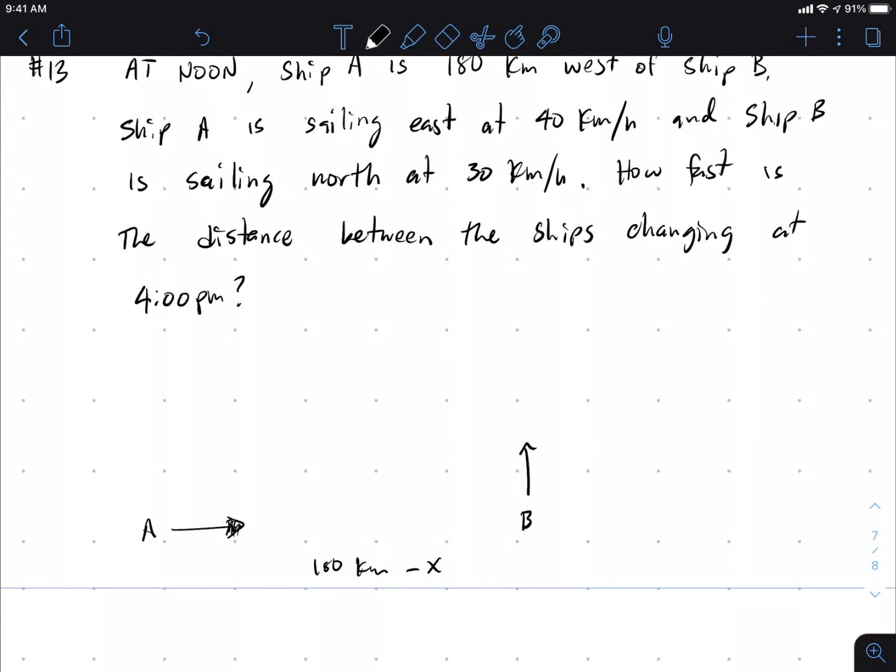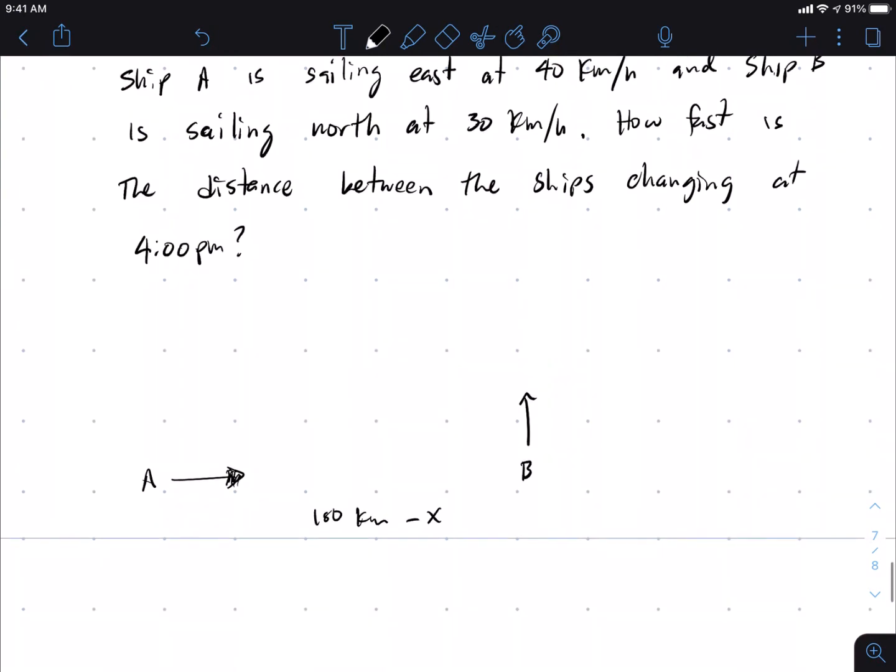Oh, one thing I should state. What do I know about dx/dt here? Isn't dx/dt here going to be what? 40 kilometers per hour. Cool. This is going to be in terms of dy/dt. And what's that going to be? 30. Very good.